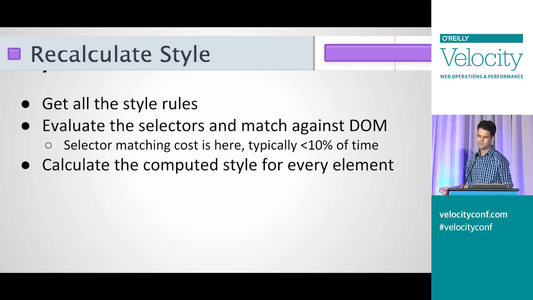In a little more detail, recalculate style is basically where we look at all the styles in the page, all your style sheets, all your style tags, the inline styles, get all of them. Then we evaluate all the selectors currently in the DOM and match up our style rules against what's in the DOM. Then we figure out the computed style for every single element. That's recalculate style. Anytime you change a class name or something on an element, you have invalidated the styles beneath that, so the browser has to do a little more work to recalculate that.